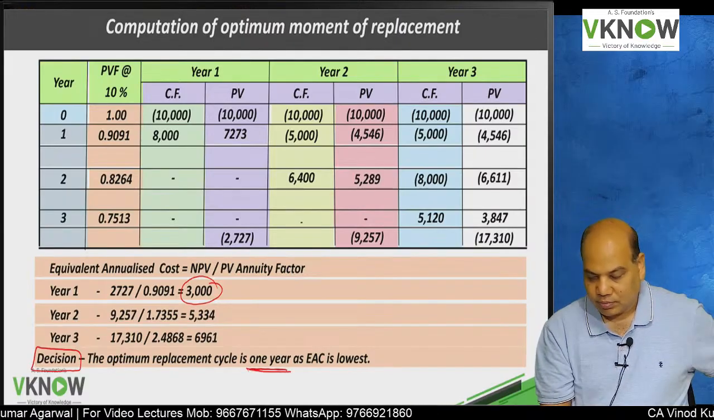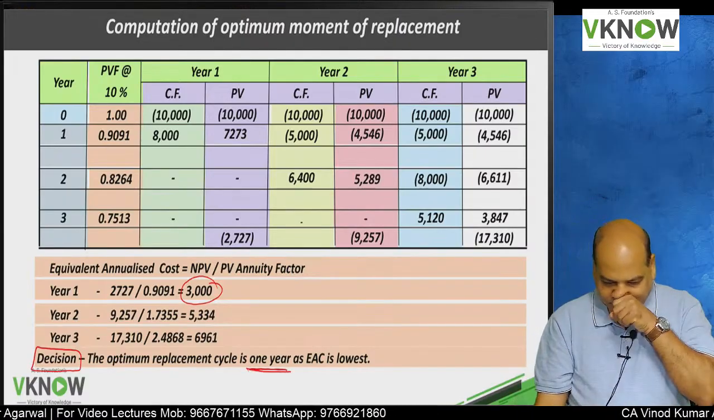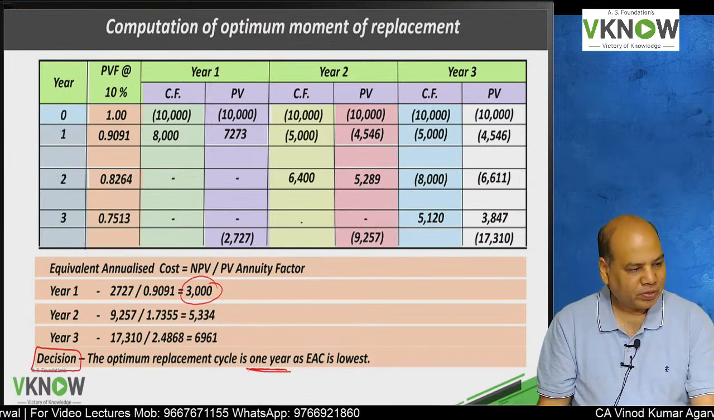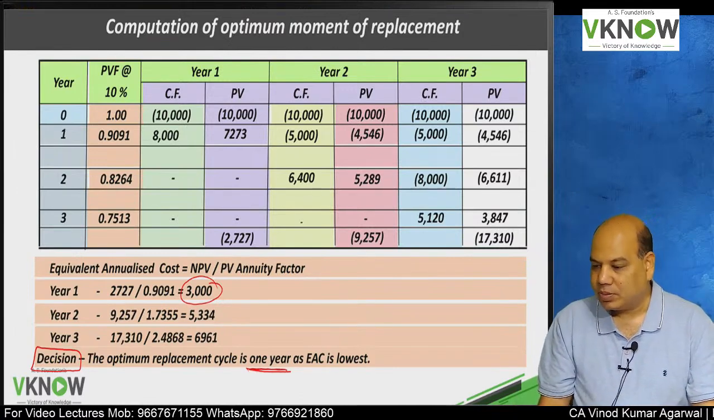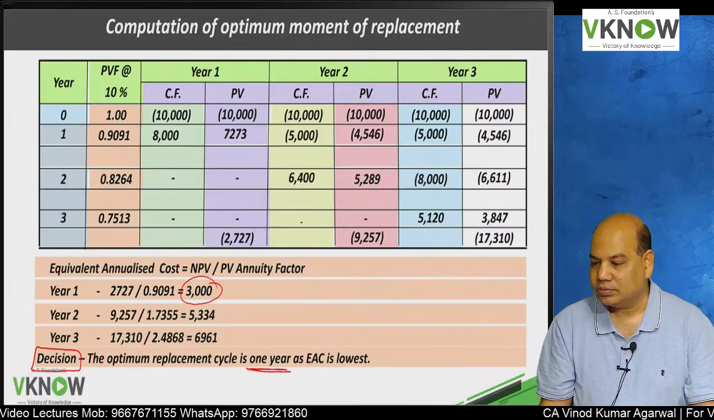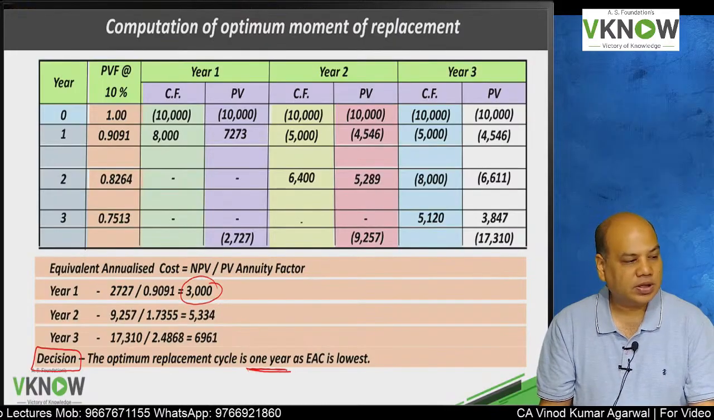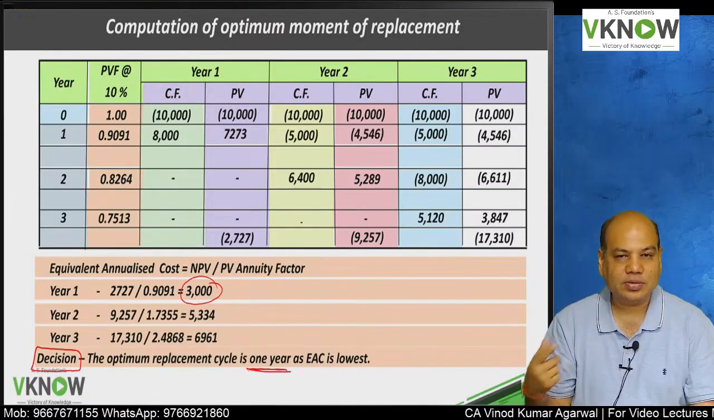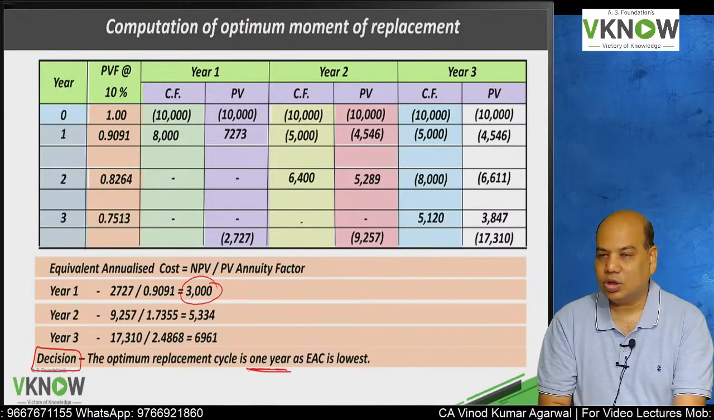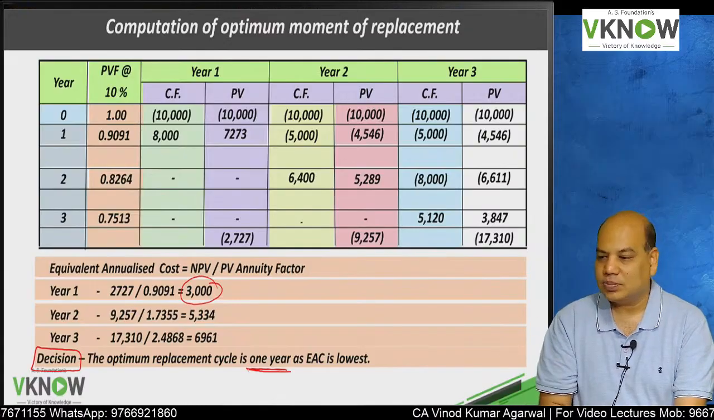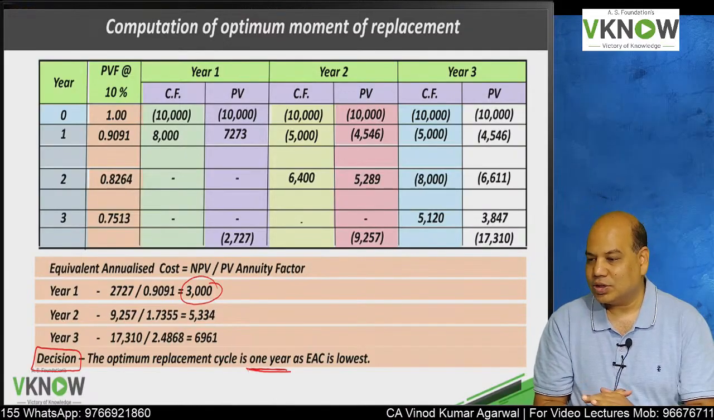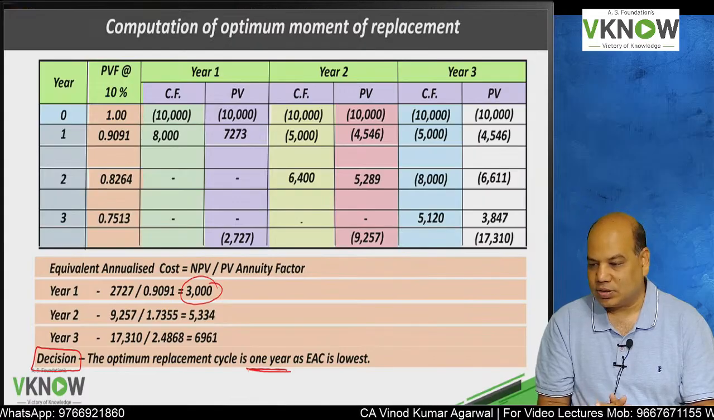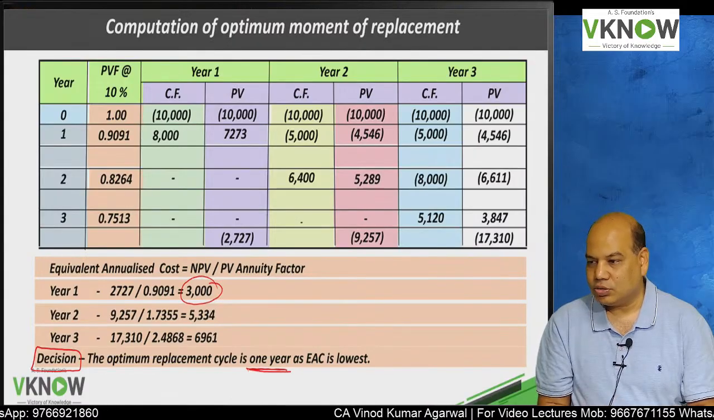Write down the decision. The optimum replacement cycle is 1 year. That means the company should keep on changing the moped every year, on a pure numerical, pure financial basis, as the EAC is lowest.